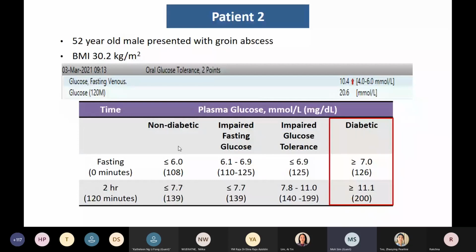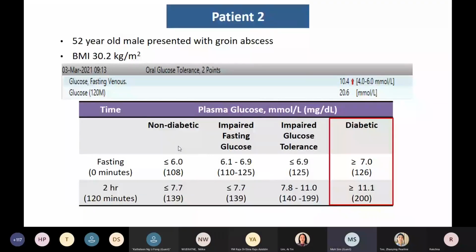His fasting venous glucose level is greater than 7.0 millimoles per liter. It's actually 10.4, and his 2-hour glucose level at 20.6 is far in excess of the 2-hour cutoff for diabetes, which was 11.1 millimoles per liter. So this patient is a clear-cut diabetic patient, and this could account for him developing groin abscesses.